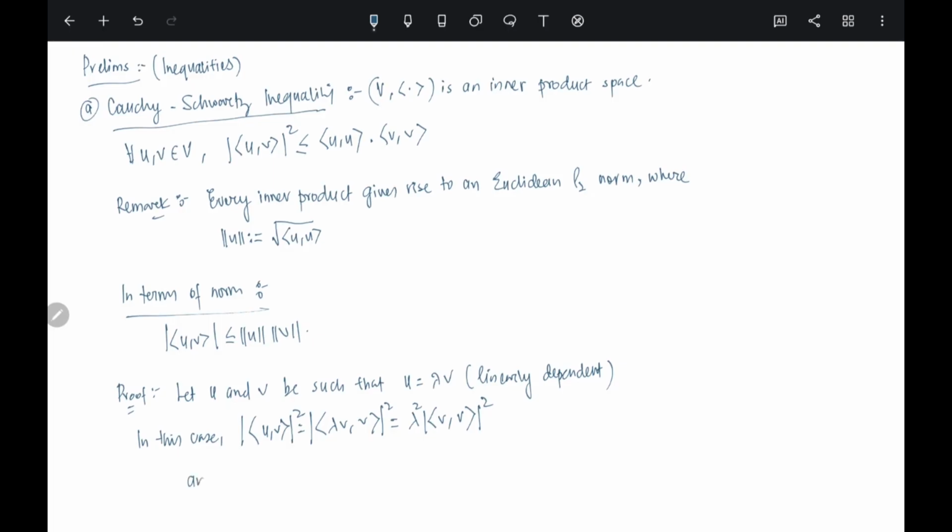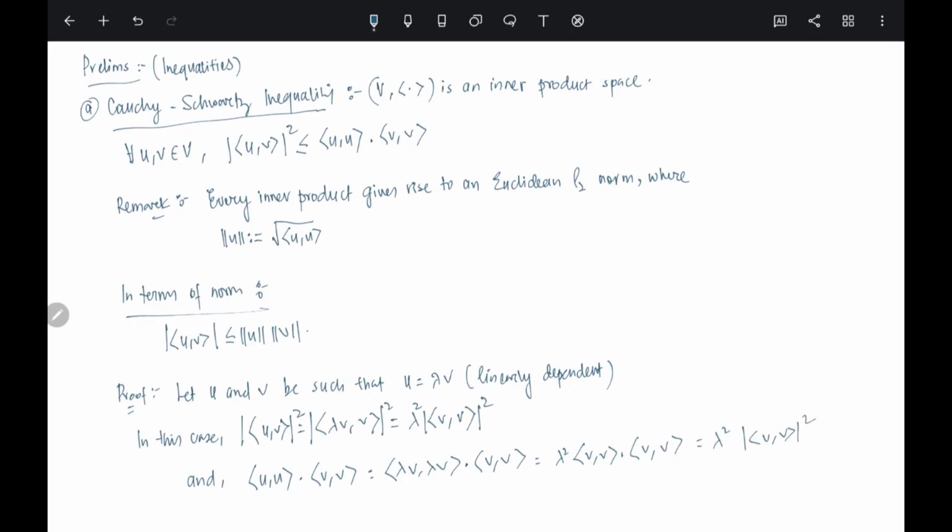The inner product of u and u times the inner product of v and v, let's just calculate that. It is the inner product of lambda v and lambda v times the inner product of v and v. That will give you lambda square, the inner product of v and v, times the inner product of v and v. So you do realize that this is nothing but lambda square times the inner product of v and v, squared.